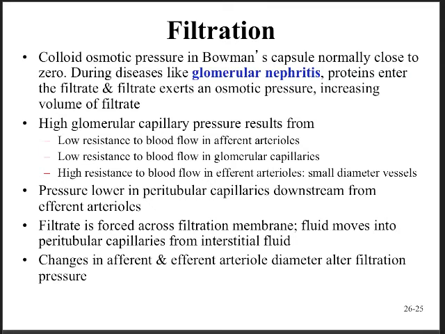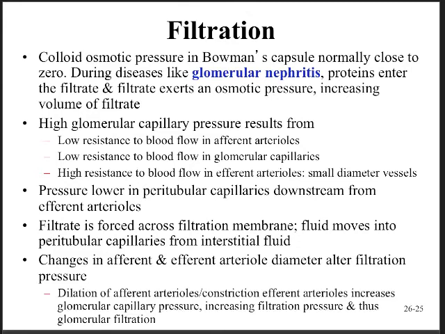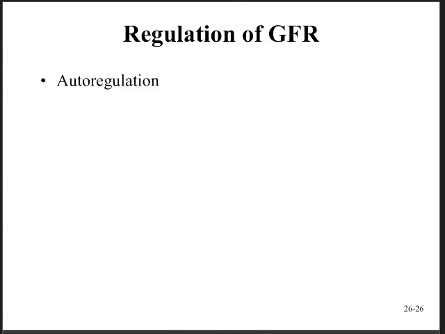Changes in the afferent and the efferent arteriole diameter are going to change filtration pressure as we have changes in systemic pressure. Dilation of the afferent or constriction of the efferent is going to jack up glomerular filtration pressure. As a result, it will increase GFR, and this will result in the production, obviously, of more filtrate and more urine. So how is it that we can regulate GFR?